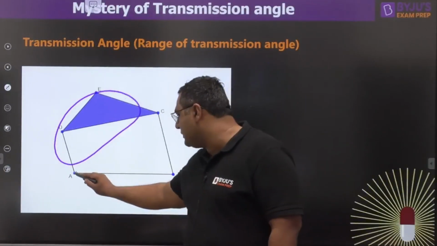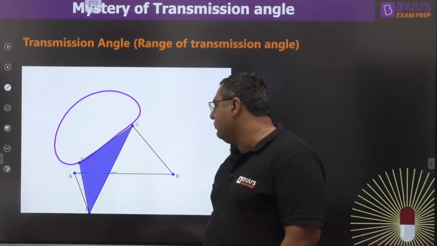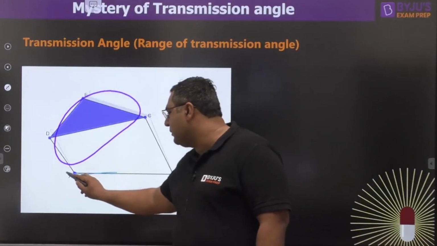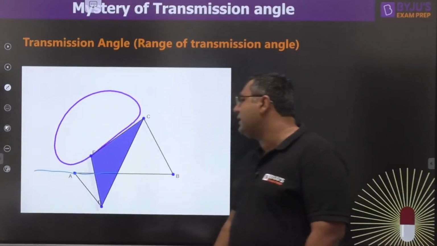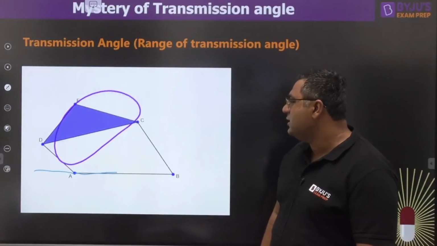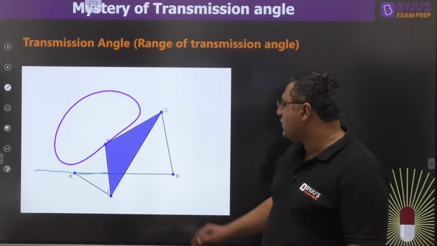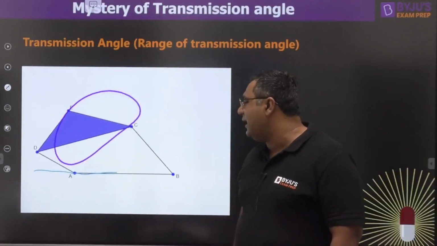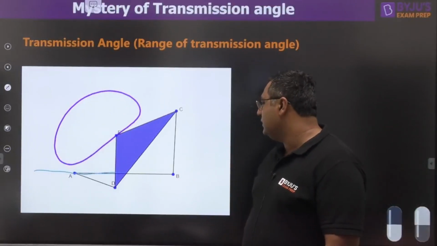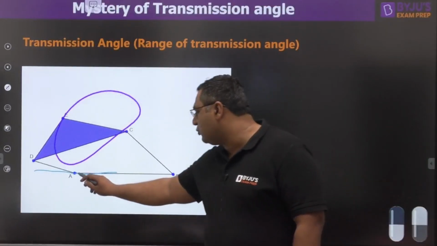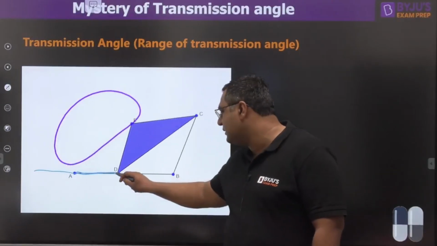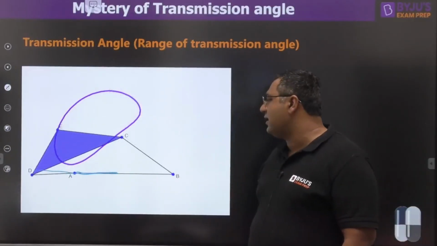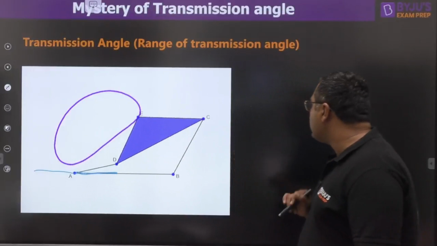When theta becomes 0, you are getting mu minimum. When theta becomes 180 degrees, you are going to get the maximum transmission angle. You can observe that, because first mu will be increasing and then mu will be decreasing. At this position, when the crank comes here, you can see the transmission angle is going to be minimum. So this is for crank rocker.